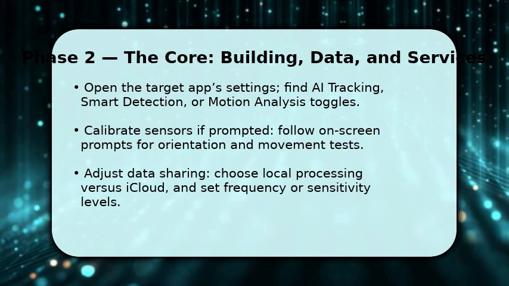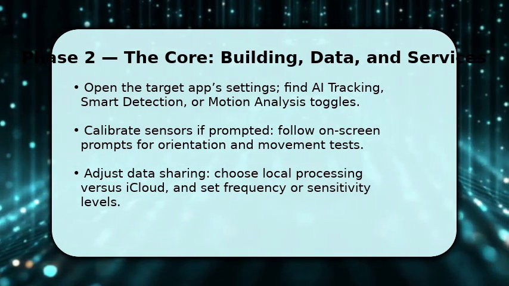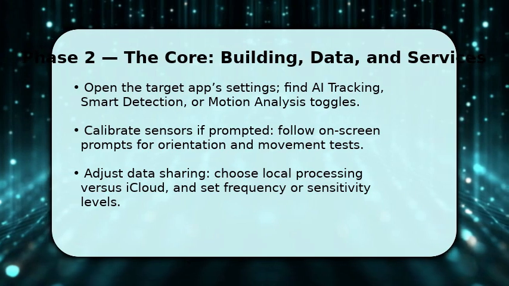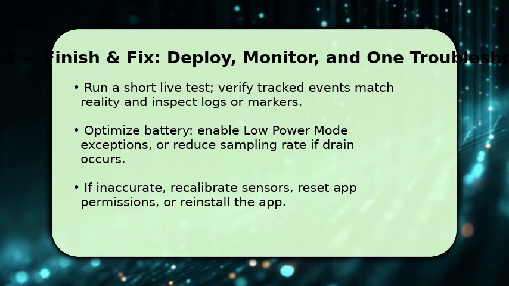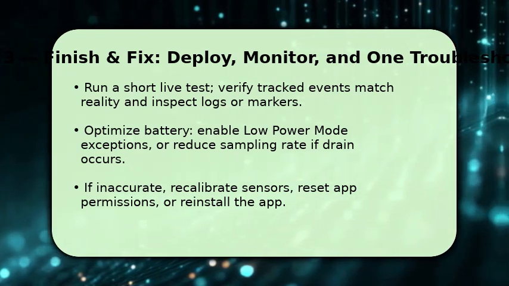Make sure to grant the app background activity and motion and fitness access, so tracking runs reliably even when the screen is off. Finish by running a short live test and comparing results to what really happened so you know the tracking is accurate. If you see mismatches, recalibrate sensors and review app permissions.